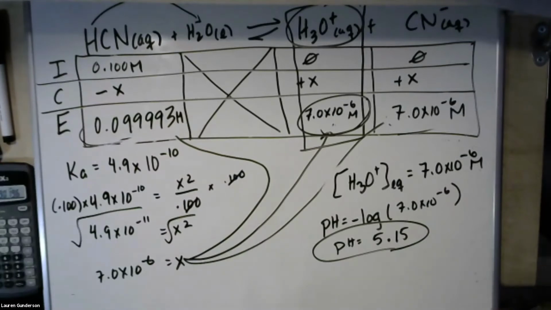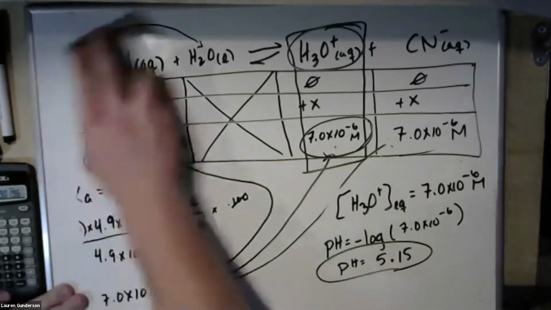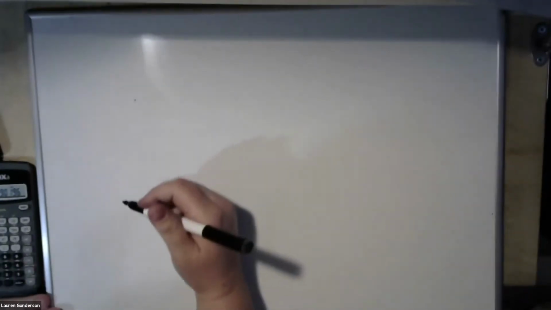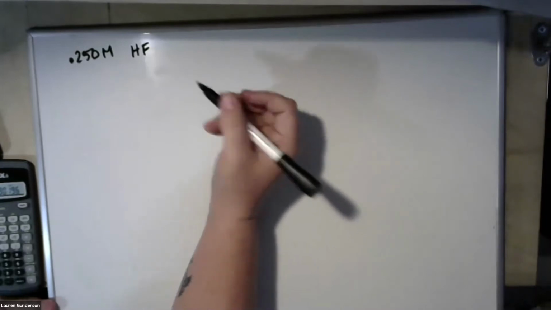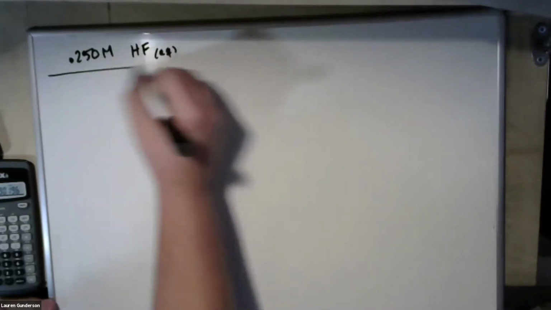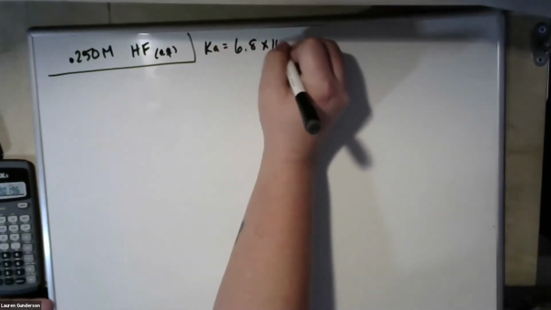So it's pretty straightforward. I mean, it's all very logical, I think. So we'll try another one now. Okay, what was our question? We're finding the H3O plus concentration and the pH of a 0.250 molar hydrofluoric acid solution. And our Ka is going to be 6.8 times 10 to the negative 4.